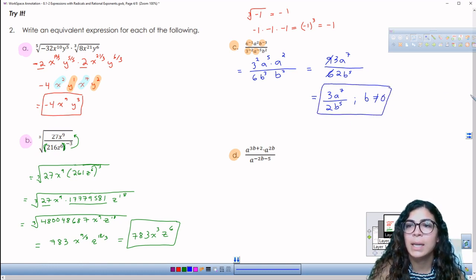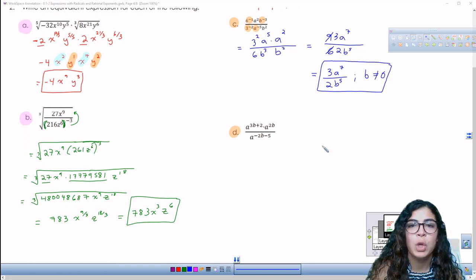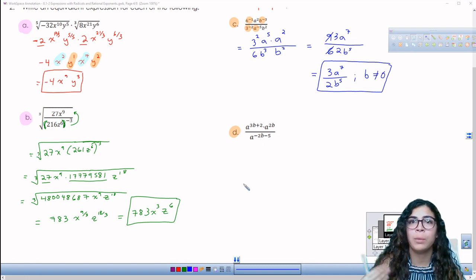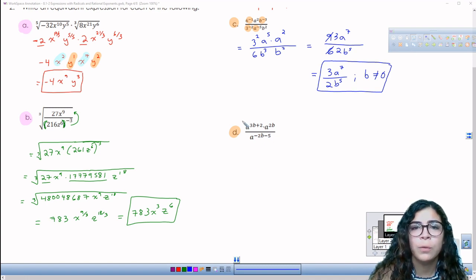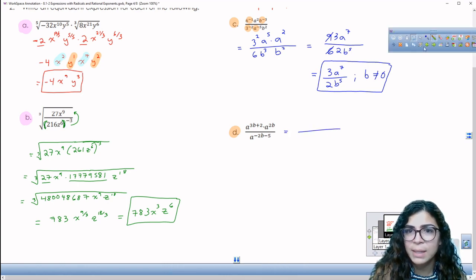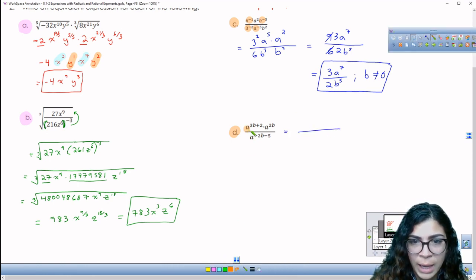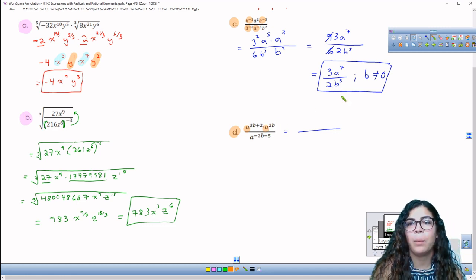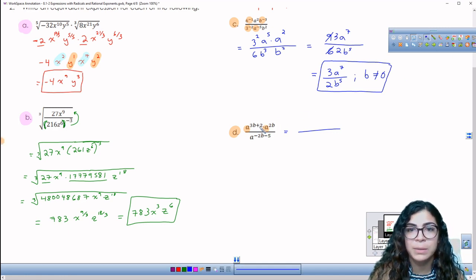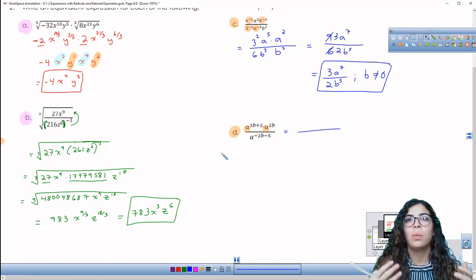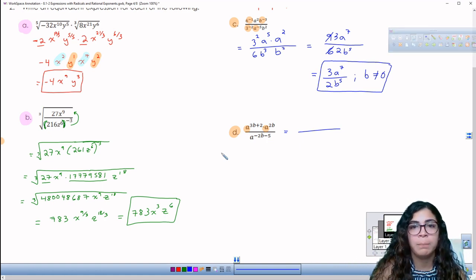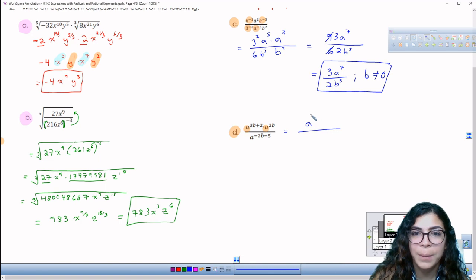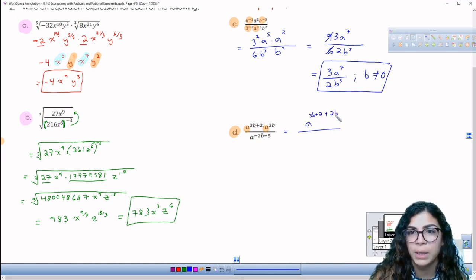All right, last one, part D. So for part D, we have that same exponent where we have an expression. So first, let's just simplify the numerator. We have that same base of a, a raised to some power. But we're multiplying these bases. So when you multiply bases, what do you do with the exponents? You add them. So I'm going to do a to the power of 3b plus 2 plus 2b.